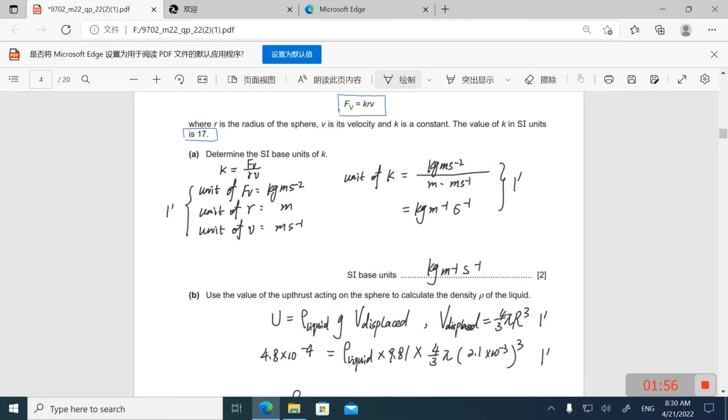From viscous force, we know that K equals viscous force over radius times velocity. The unit of force is kilogram meter per second square. Then you need to write the unit of radius, that is meter, and the unit of velocity is meter per second. After plugging these values in this equation, we will get kilogram per meter per second. Very simple.